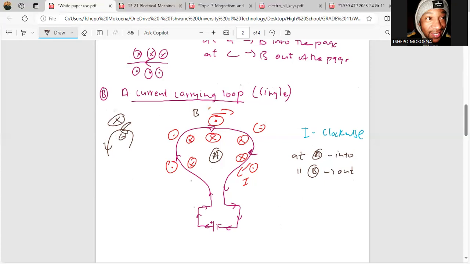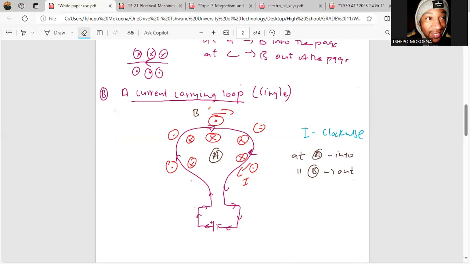I agree here we're getting into, and then it's out. But here inside is going to be out, and then there's going to be into. It's going to be opposite of this. So you can use the whole idea to figure out the other one. So do we understand the current carrying loop? Do we understand the directions of the magnetic field?